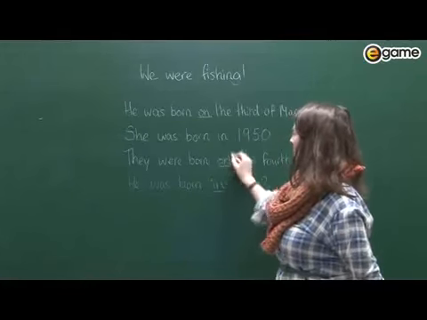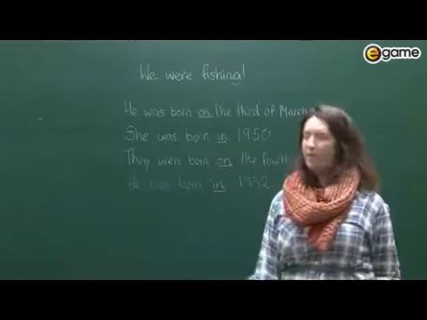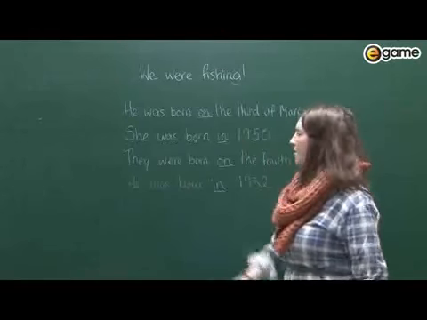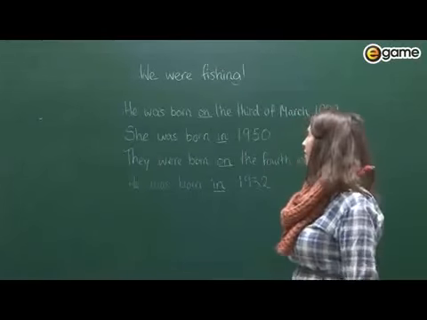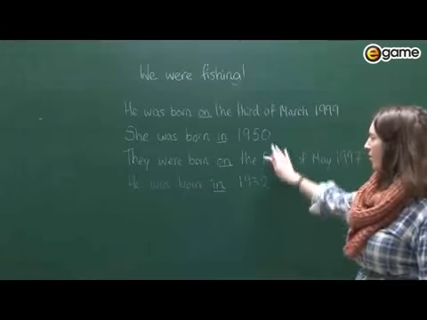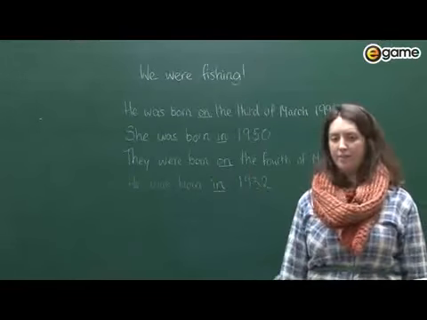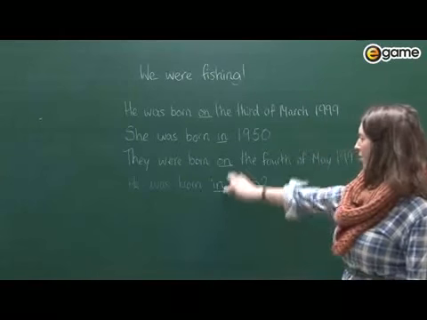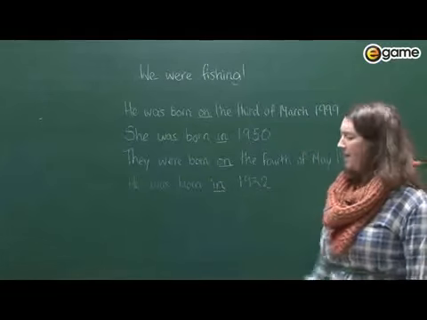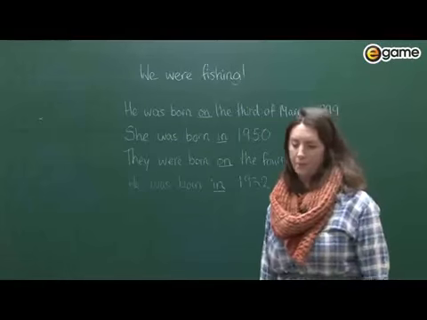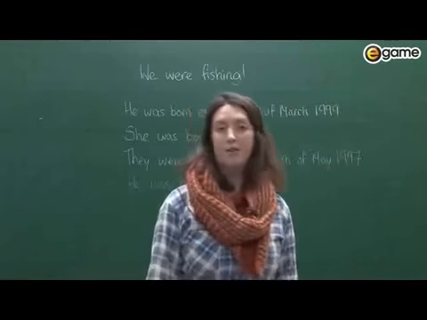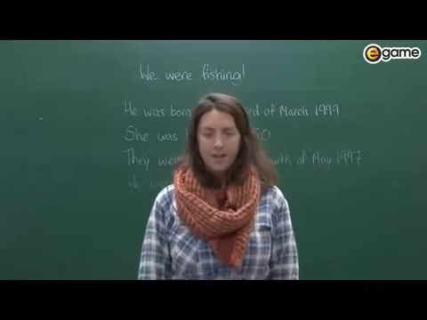Okay, so make sure you use the right preposition. If you know the date, you can say on the 3rd of March. If you only know the year, it has to be in 1950. On the 4th of May in 1932. So that's how to write dates.